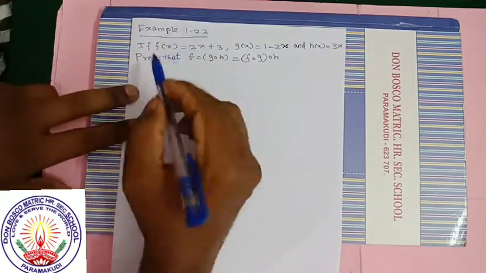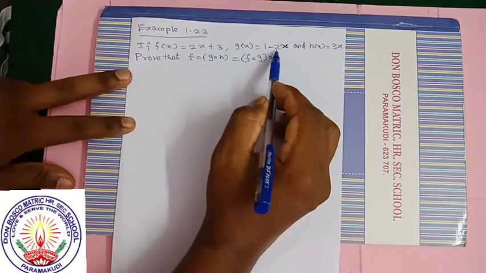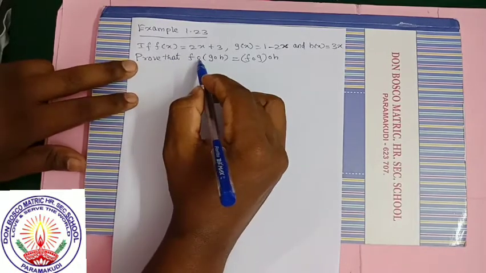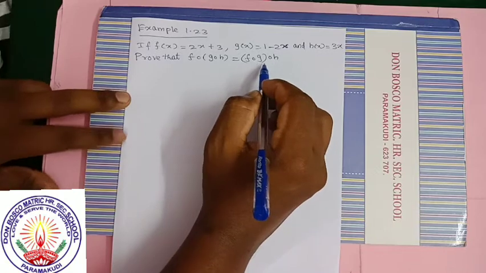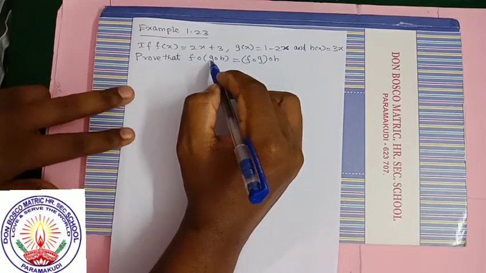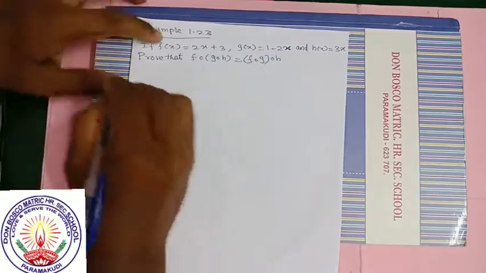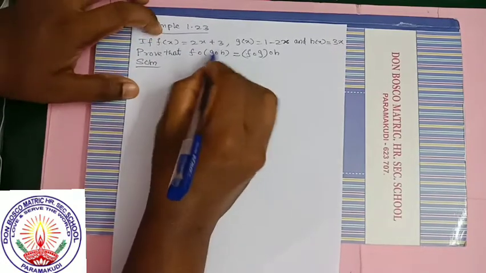Example 1.23. If f of x equals 2x plus 3, g of x equals 1 minus 2x, and h of x equals 3x, prove that f composition g composition h equals f composition g composition h. Just now we have studied that composition of functions is associative. Prove that means left hand side should be equal to right hand side. Let us start the solution. We are going to prove left hand side equals right hand side.